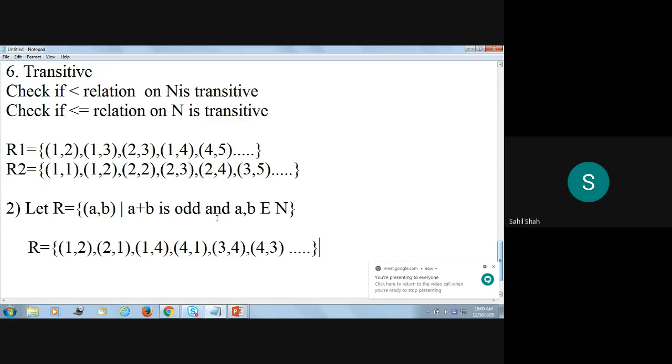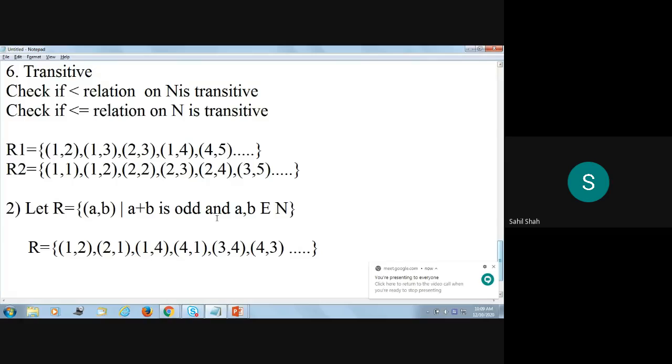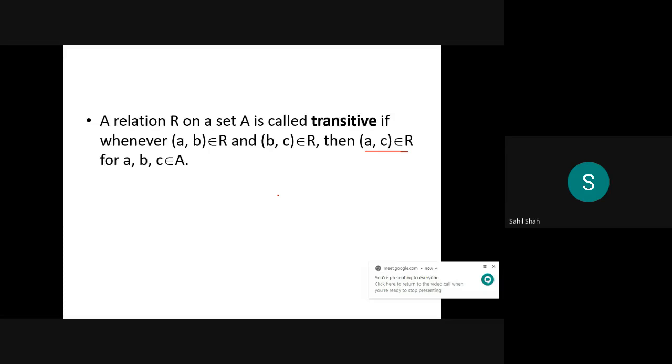Can you tell me what type of relation this is? Is it symmetric? Yeah, correct. It is symmetric, very nice. What will be the diagram of a transitive relation?